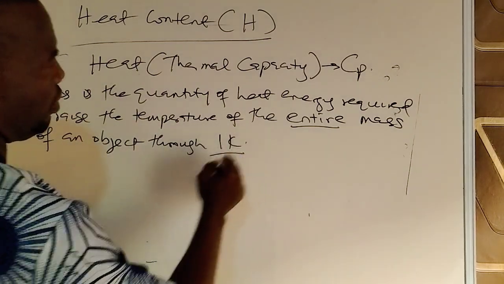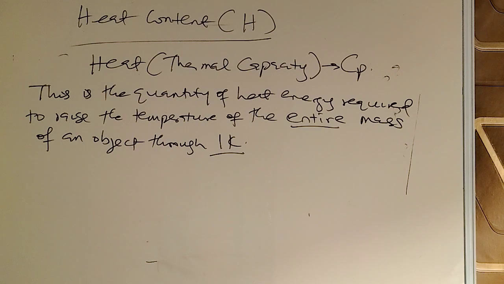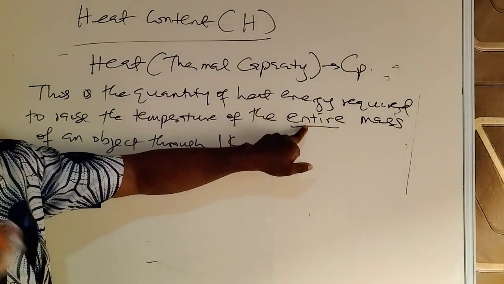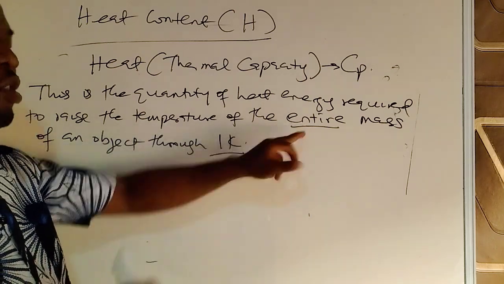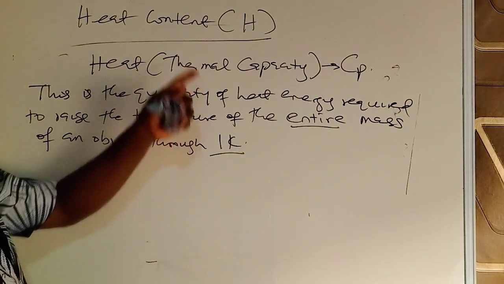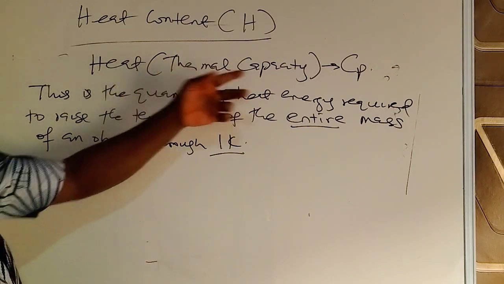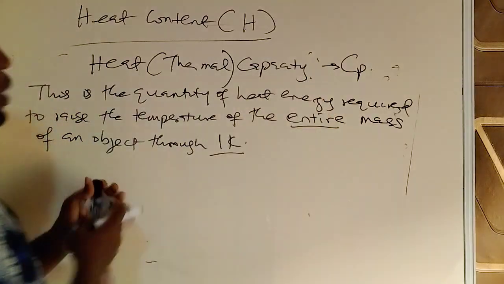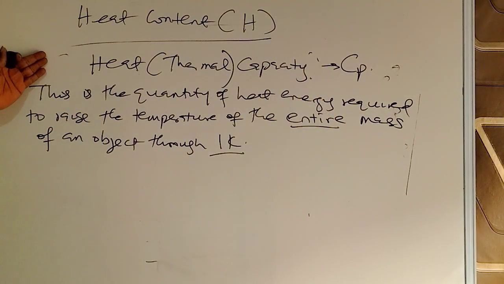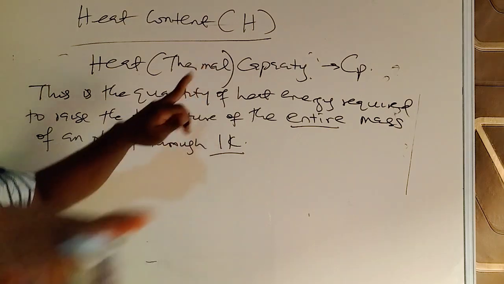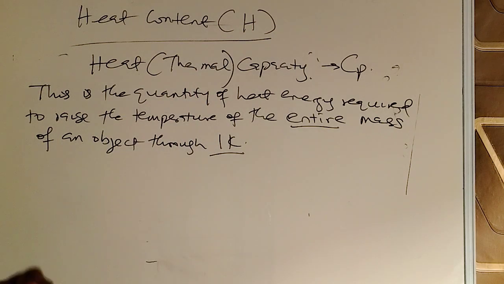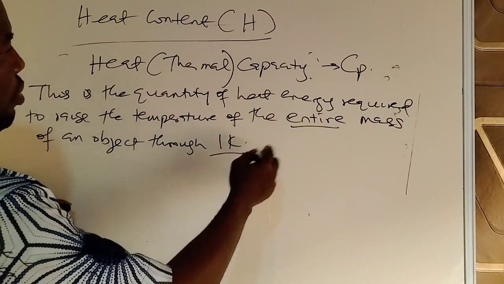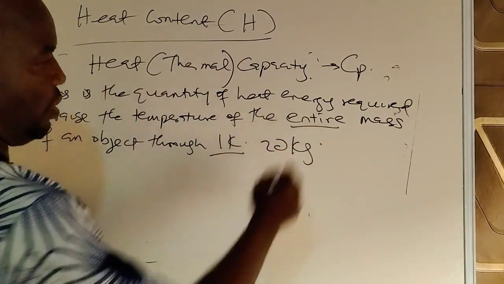1 Kelvin. The amount of heat energy required to raise the temperature of the whole mass. This time around, you're not trying to single out only 1 kg or 1 gram. The whole mass of the object through 1 Kelvin is what's called the heat capacity or thermal capacity. The term specific is removed, so we're not specifying the unit mass again. We're talking about the entire mass of the object. For instance, the object may be of mass of maybe 20 kg.